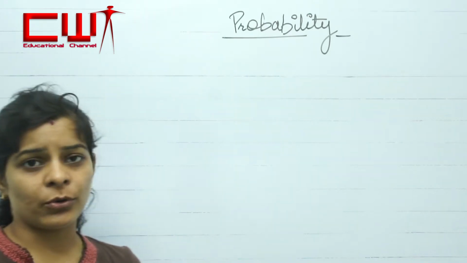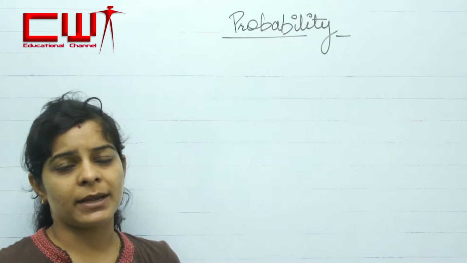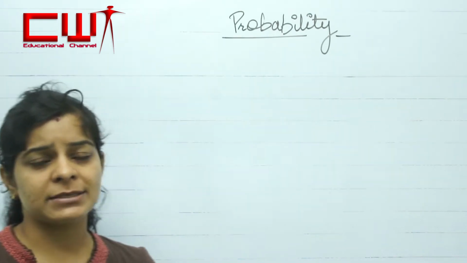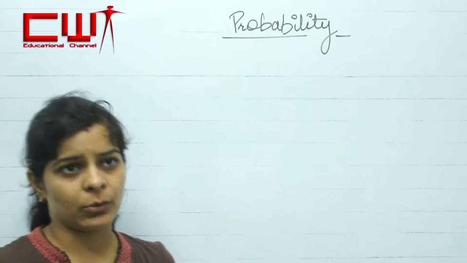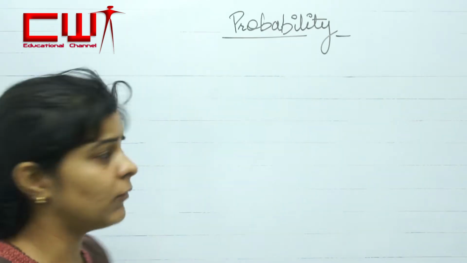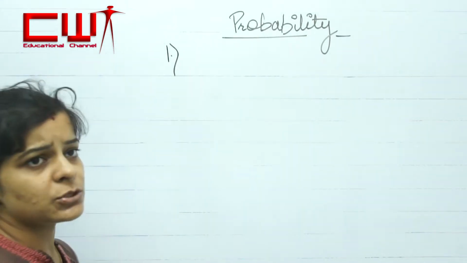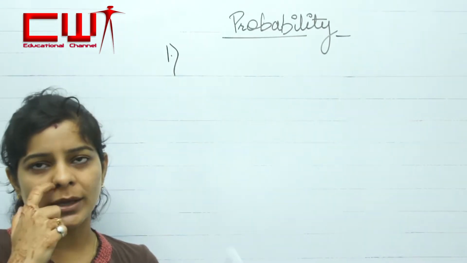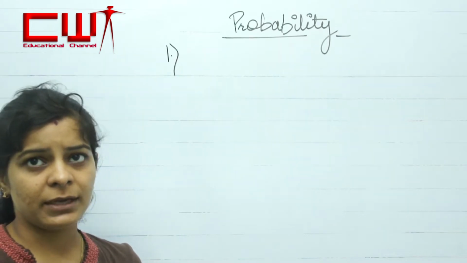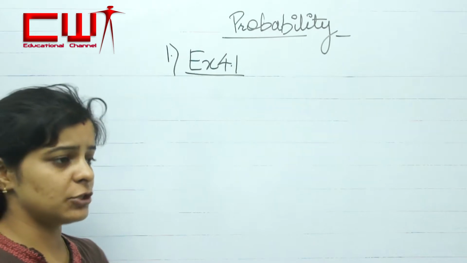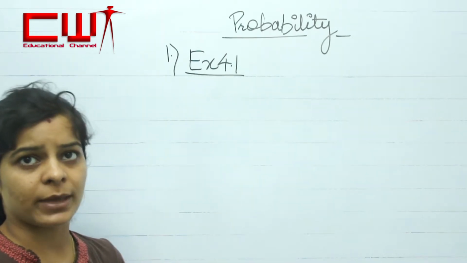Probability, chapter 4, exercise 4.1, page 98, question number 1, we'll start off. The first question says, when 3 coins are tossed, right? When 3 coins are tossed simultaneously, it means you are tossing the 3 coins together.